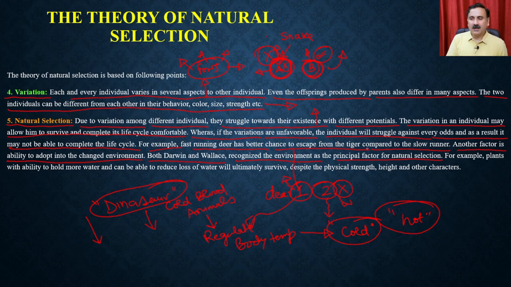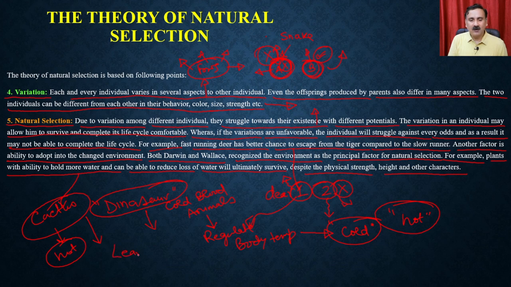For example, plants with the ability to hold more water and reduce the loss of water will ultimately survive, despite physical strength, height and other characters. So this is another example. If you have a plant with the ability to hold more water and reduce loss of water, like a cactus, right? A cactus survives even in hot weather because it converts its leaves into spines. You might have seen cactus with spines. These spines are nothing but modified leaves.